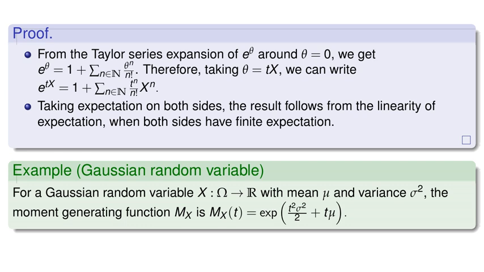Let's revisit our Gaussian example. For a Gaussian random variable X with mean mu and variance sigma squared, the moment generating function M_X(t) is given by the exponential of the quantity t^2 sigma^2 over 2 plus t mu.